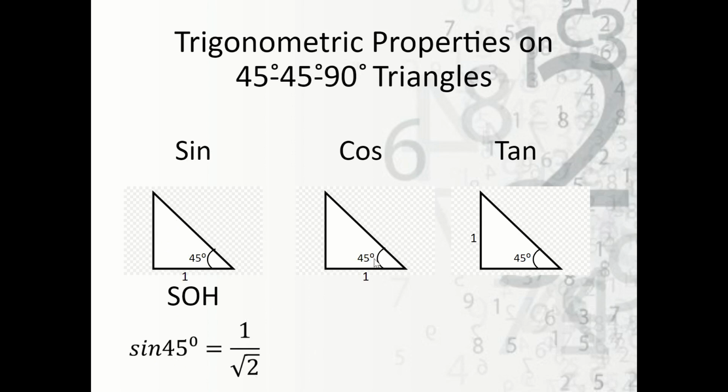Cosine now. Cosine is adjacent over hypotenuse. So the adjacent side, in this case, we do know that that's 1. And the hypotenuse now, because it's a 45, 45, 90, should be square root of 2. So it's 1 over square root of 2. Now we know tangent is opposite over adjacent. So we know that the opposite is 1. The adjacent will also be 1 because these should match. So we get 1 over 1.